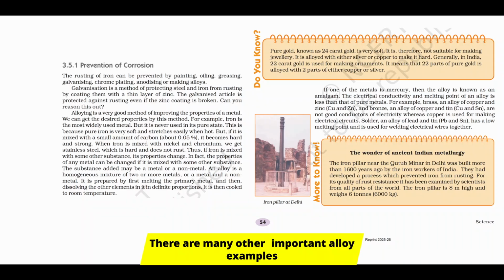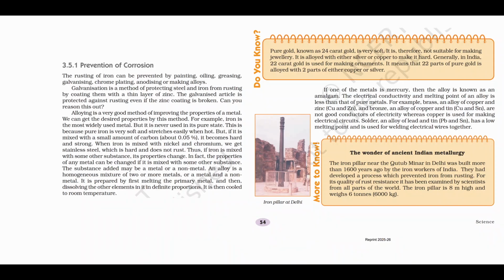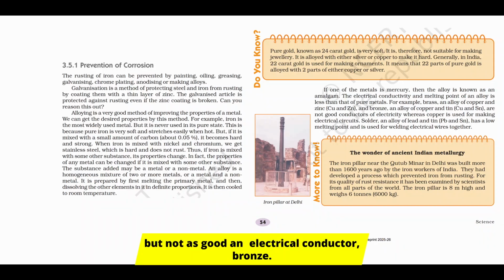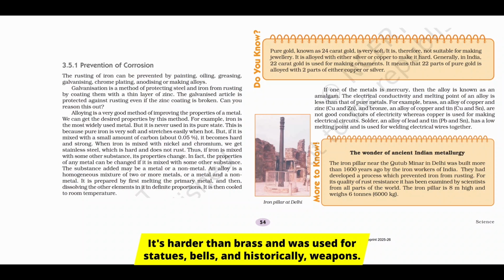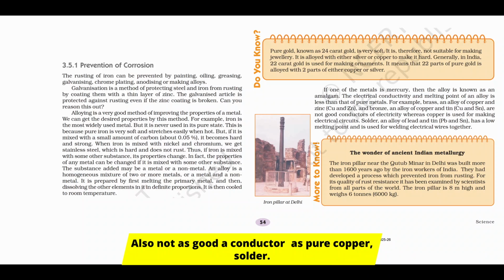There are many other important alloy examples you should definitely know for your exams. Brass, an alloy of copper and zinc, Cu plus Zn, widely used for decorative items, screws, musical instruments. It's harder than pure copper, but not as good an electrical conductor. Bronze, an alloy of copper and tin, Cu plus Sn, famous from the Bronze Age. It's harder than brass and was used for statues, bells, and historically, weapons. Also not as good a conductor as pure copper.